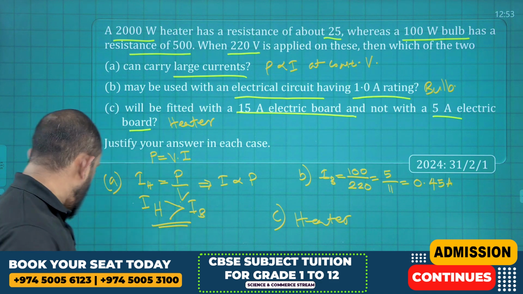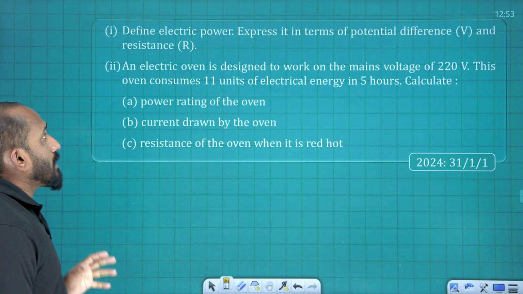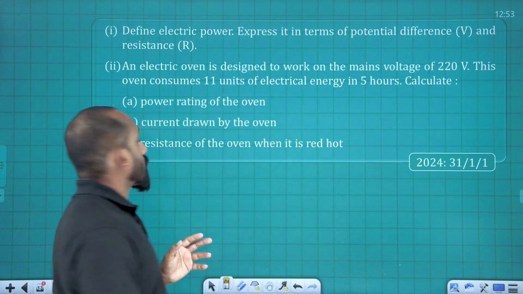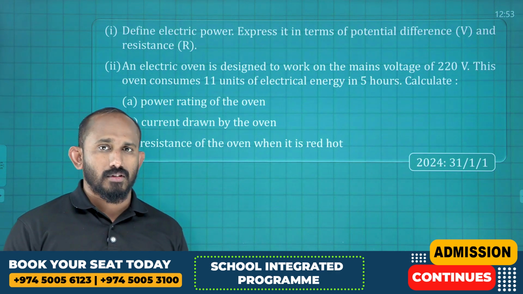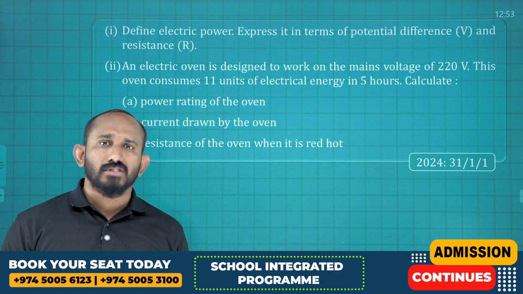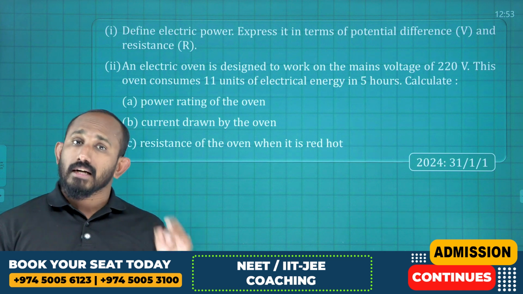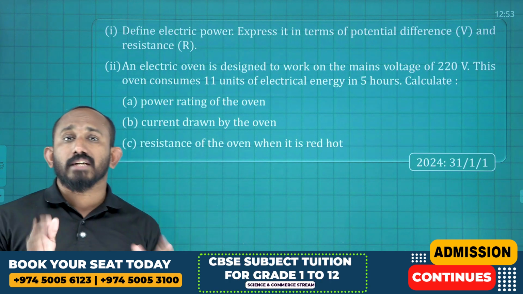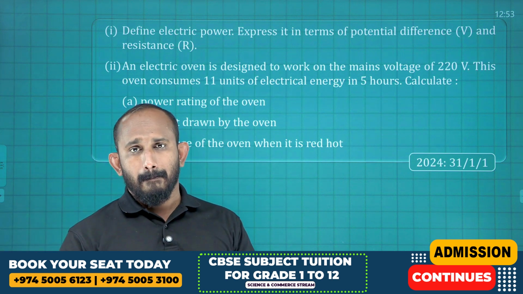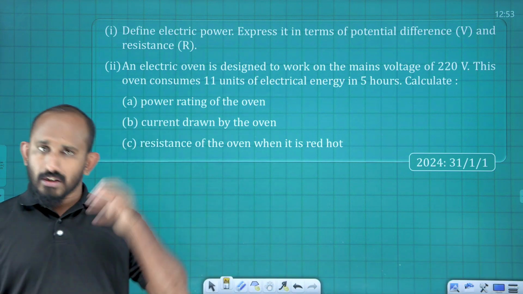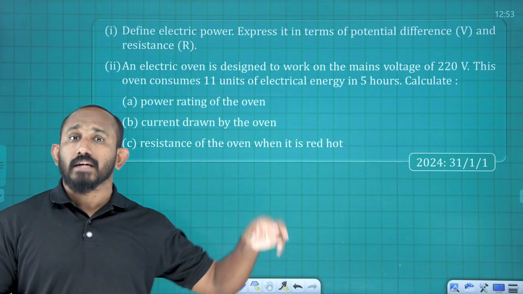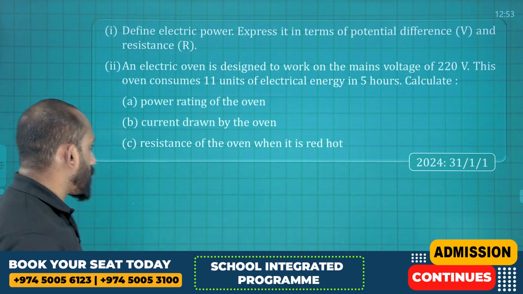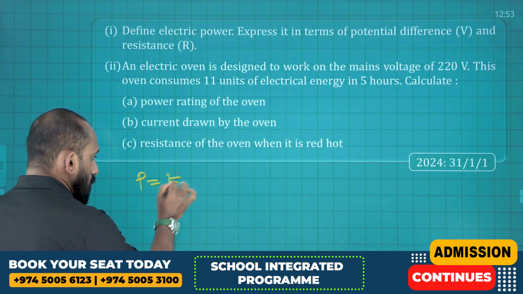Let's go for the next question. Define electric power. Express it in terms of potential difference V and resistance R. What is electric power? Electric power is defined as the rate of consumption of electrical energy by a device. So how much electrical energy it consumes per unit time, that's called electric power. Just 1 second, how much it is? Because power P is equal to energy by time.